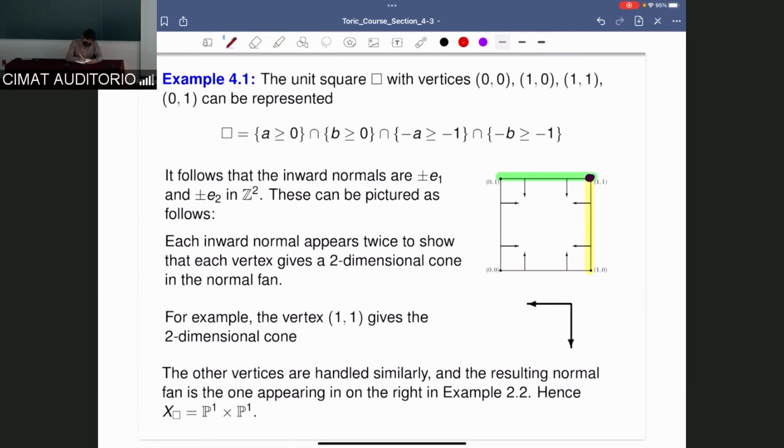Then it says, for each of those, look at the corresponding perpendicular, inner pointing perpendicular. So for the green one is this one, for the yellow one is this one. So we are working with this guy.